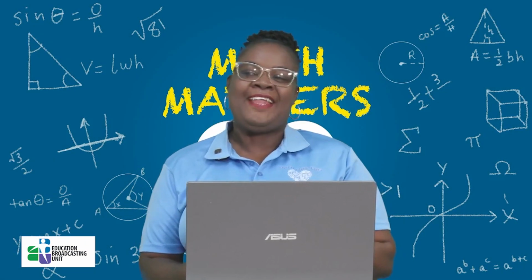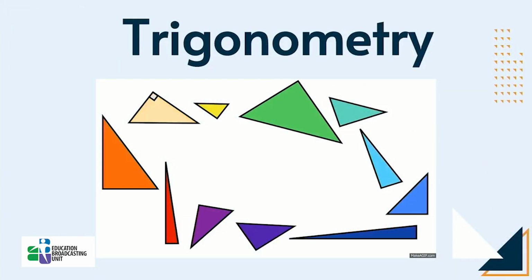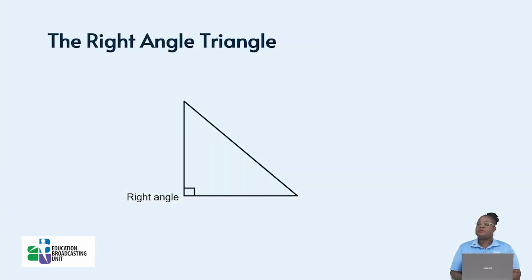Trigonometry, right angle triangles. Now, trigonometry refers to the finding of measurements of triangles, showing the relationships between angles and side lengths, especially the right angle. The right angle triangle has a 90-degree angle and two acute angles. However, we will be identifying the sides of the triangle, which is necessary for what we will be doing in trigonometry. The hypotenuse is the longest side of the triangle.